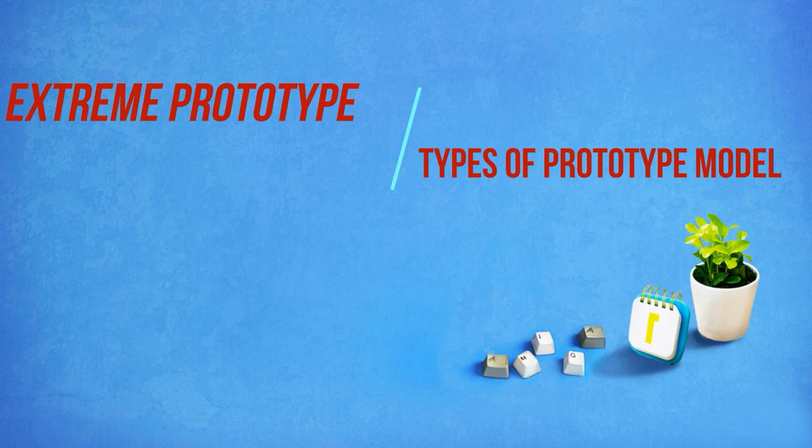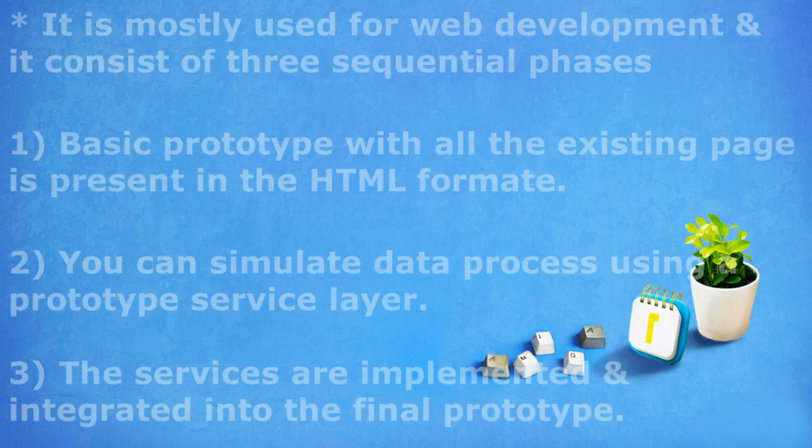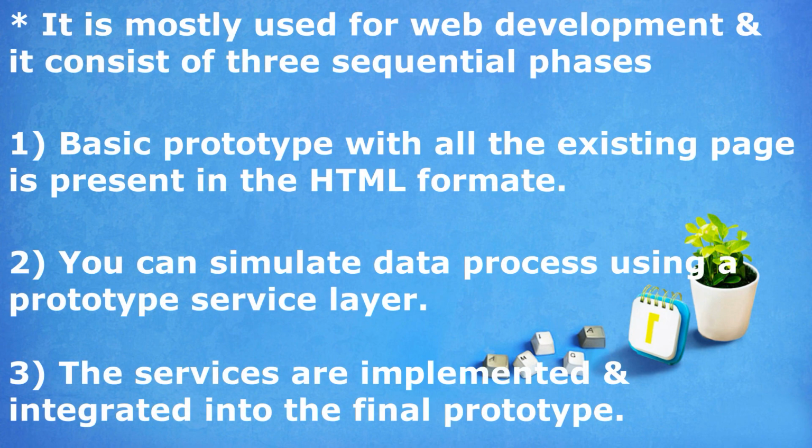Now there is a fourth type of prototyping model, extreme prototyping. The extreme prototyping method is mostly used for web development, and it consists of three sequential phases. The first one is a basic prototype with all the existing pages present in the HTML format. Second, you can simulate the data process using a prototype service layer. Third, the services are implemented and integrated into the final prototype. So this is all about the extreme prototyping method.